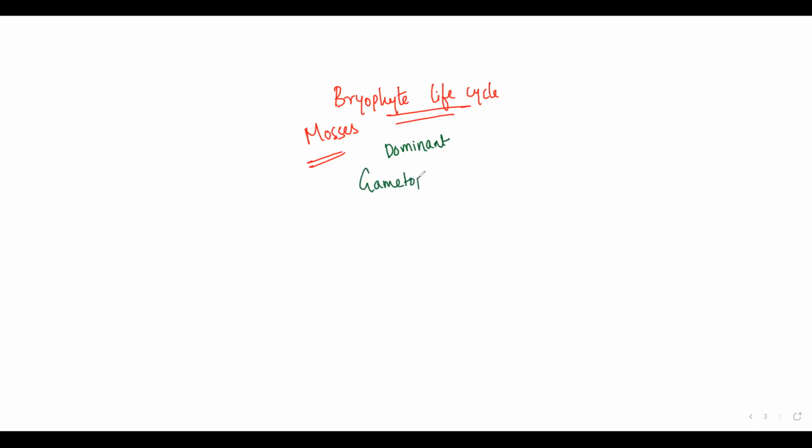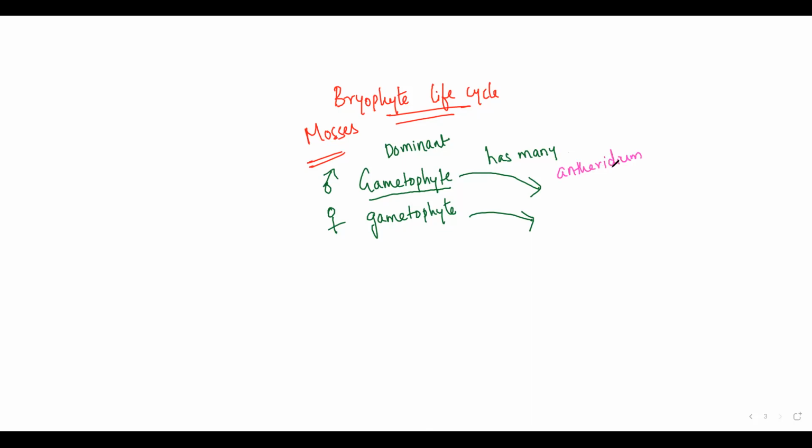The green colored mosses that you see outside are actually the gametophyte. You can have the male gametophyte and the female gametophyte, right? A male gametophyte is going to have many antheridia, and a female gametophyte is also going to have many archegonia. Okay, children.